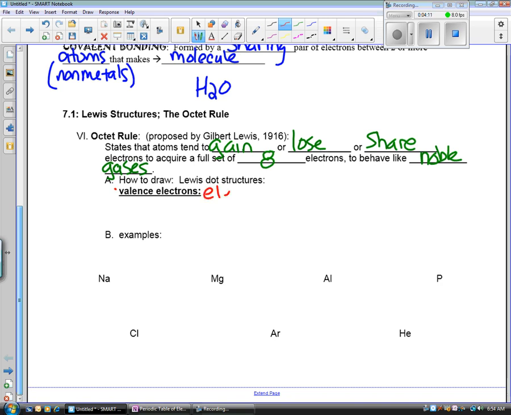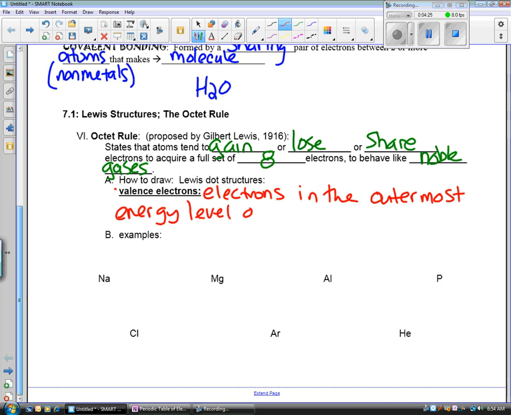They are the electrons in the outermost energy level of an atom. They're the ones on the outside. I mean, in order to get to the ones inside, you have to go through the ones outside. So that's why the ones on the outside are really the only ones that have to do with bonding. Because the other ones can't reach through the outside ones to get there.